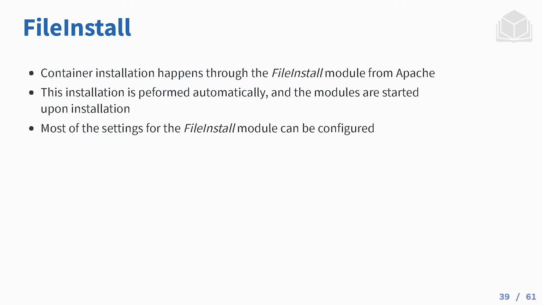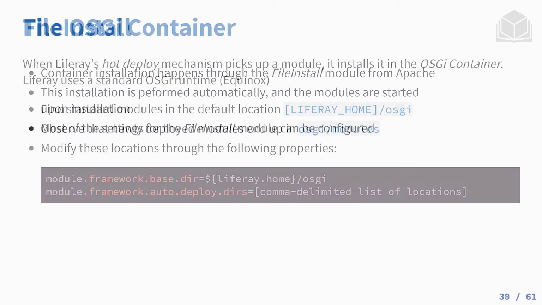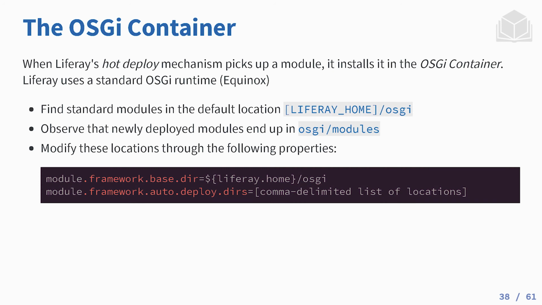Now this slide is titled File Install, which means, I'm coming back from Gogo shell, I'll go back one slide, whatever you put into these OSGi folders, OSGi modules for example, will be picked up. The OSGi runtime monitors those folders, and whatever you drop there will be picked up by the OSGi runtime. Contrary to that, you can also use Gogo shell to just install random stuff from a URL on the web. However, it doesn't end up in those OSGi modules folders.